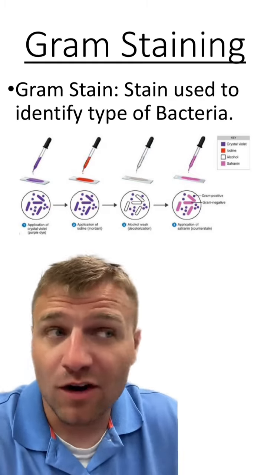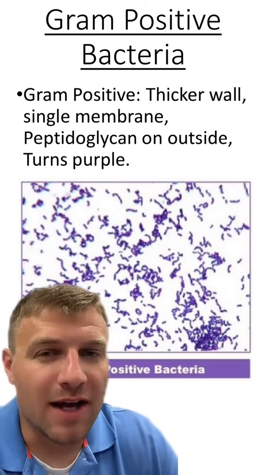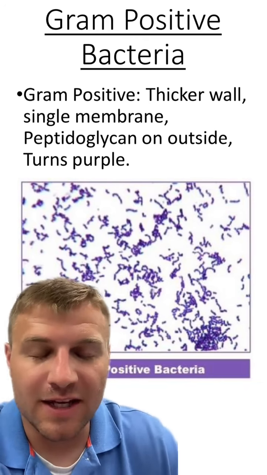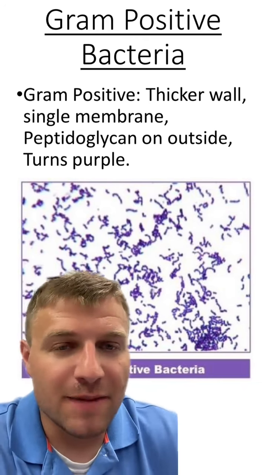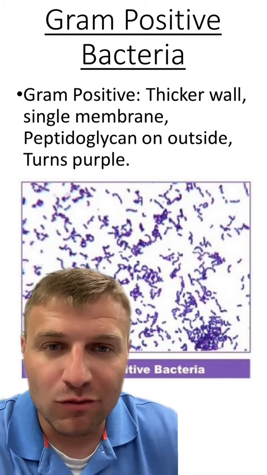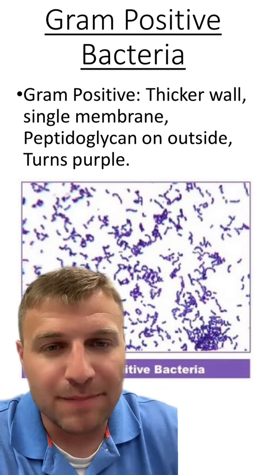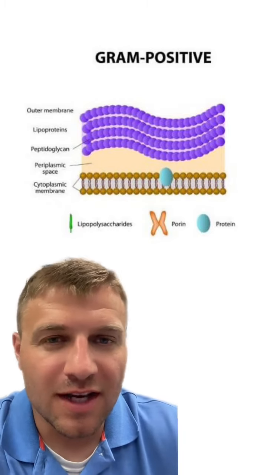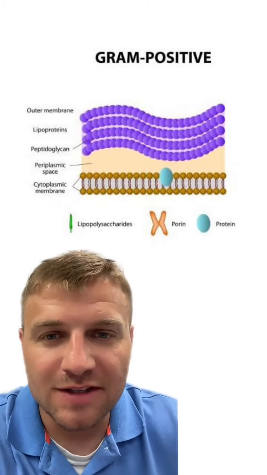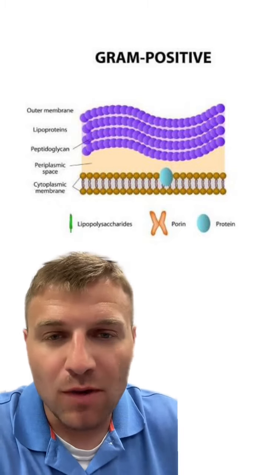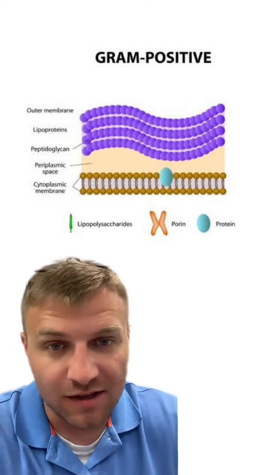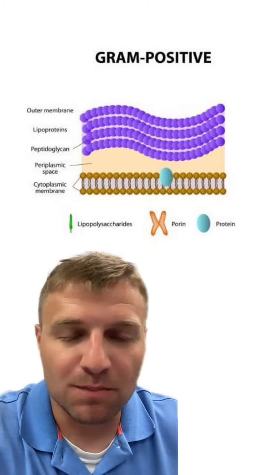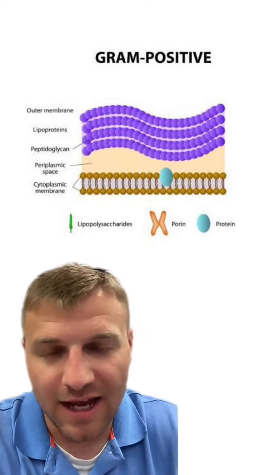When gram staining, there are two main types. Gram-positive bacteria turns purple in a gram stain. Gram-positive bacteria have a thicker wall, a single membrane, and a molecule known as peptidoglycan on the outside. This is what the cell wall looks like for gram-positive bacteria. You can see the peptidoglycan, which is a molecule found on the outside of the cell. This is the substance that turns purple when a dye is applied.